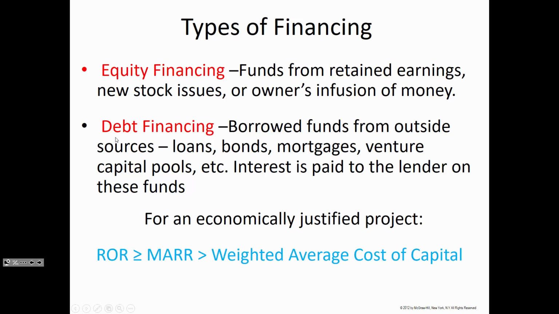So the rule is that the rate of return, ROR, for a project should be greater than or equal to the minimum acceptable rate of return. Remember, MARR is kind of like a policy decision, and your MARR should never be less than how much you actually pay to receive capital. So the weighted average cost of capital is how much your company has to spend in order to raise funds.